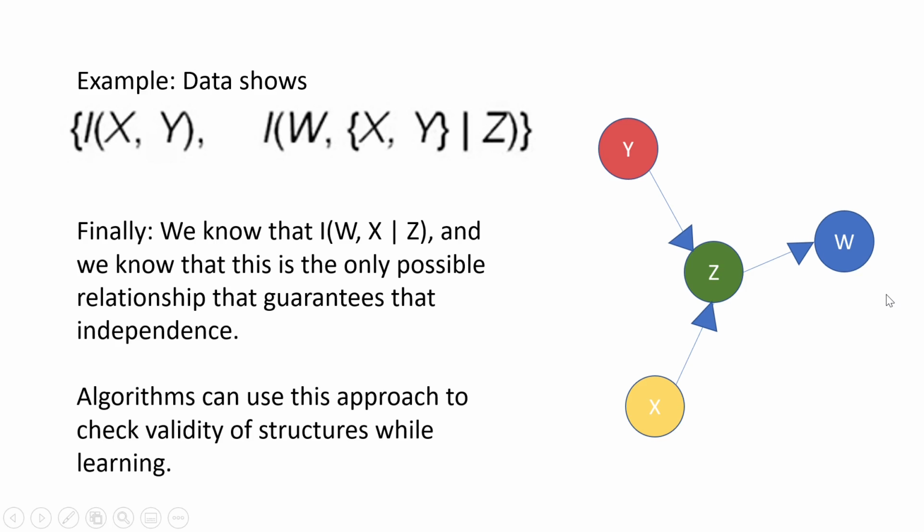So this can be sort of a goal test that algorithms can use to check whether structures that they're coming up with are valid while learning. And this helps them create structures and reevaluate and rebuild the structures as new data comes in.